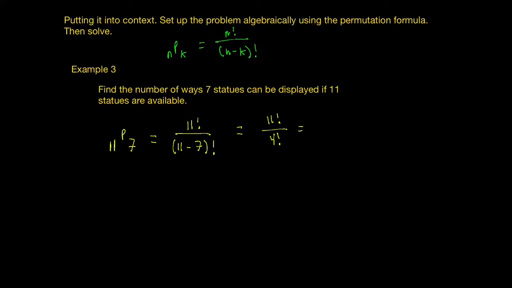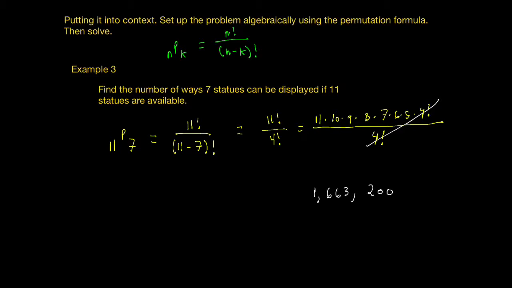And we're going to expand the numerator. So we have 11 times 10 times 9 times 8 times 7 times 6 times 5 times 4. We're going to stop at 4 factorial so that we can cancel it with the denominator here. So these ones are going to cancel out. And now we can multiply these 7 terms here. 1, 2, 3, 4, 5, 6, 7. So let's multiply them. And here we get a total of 1,663,200. So that would be the total number of permutations here.